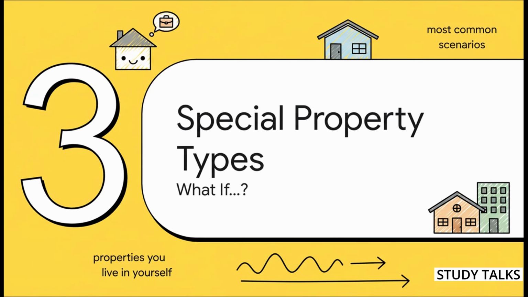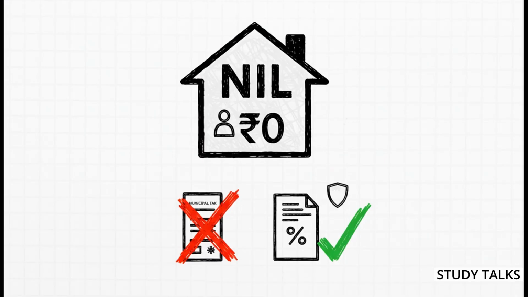But what if you live in the house yourself? The rules get a little different. So let's quickly cover these special cases, because they pop up all the time. The main rule is super simple. For a house you occupy yourself, the annual value is always nil. Zero. Now that means you can't deduct things like municipal taxes. But, and this is a big but, you can still claim a deduction for the interest you've paid on your home loan. And that can be a pretty significant amount, up to 2 lakh rupees in most cases.